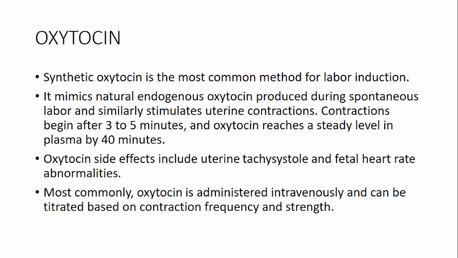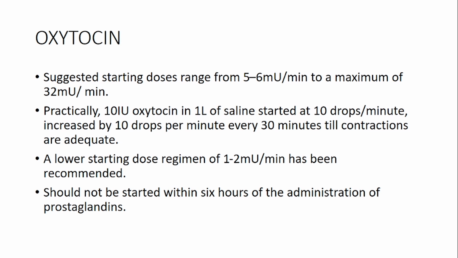After amniotomy has been done, usually synthetic oxytocin is put inside 500 ml of dextrose water. We tend to use about 5 international units of oxytocin in 500 ml of dextrose water, and the suggested starting dose ranges from 5 to 6 milli international units to a maximum of 32 milli international units.